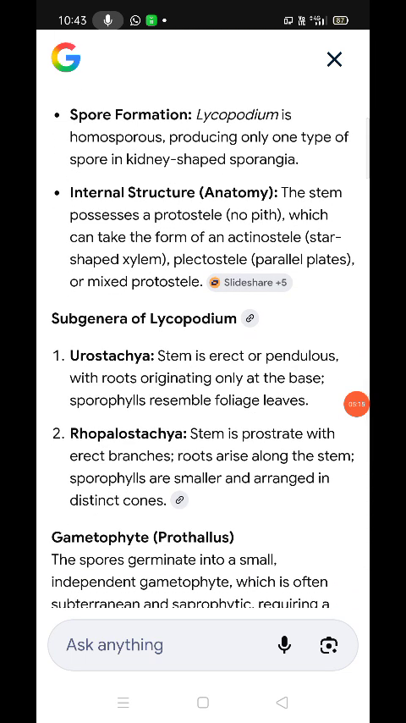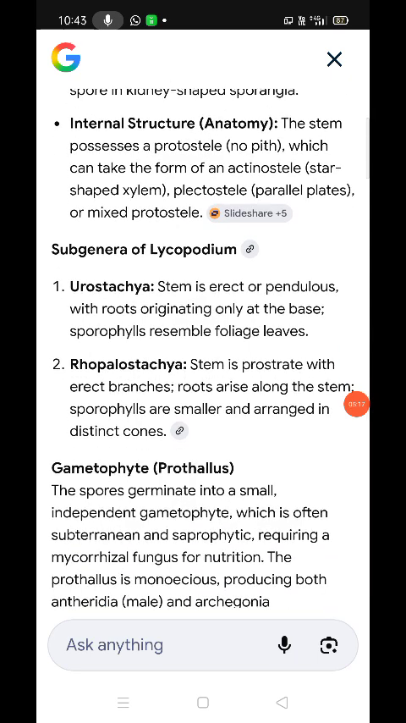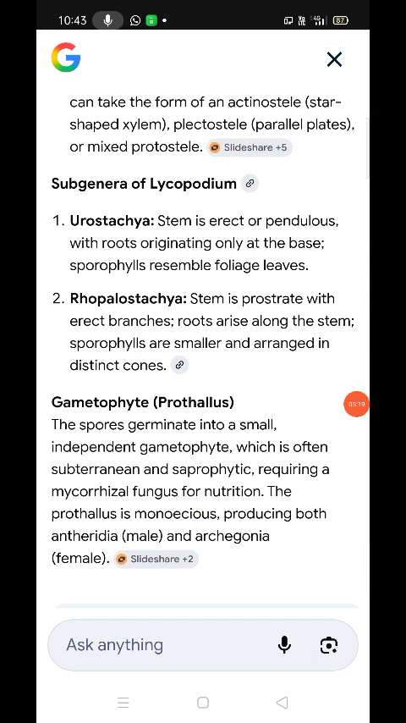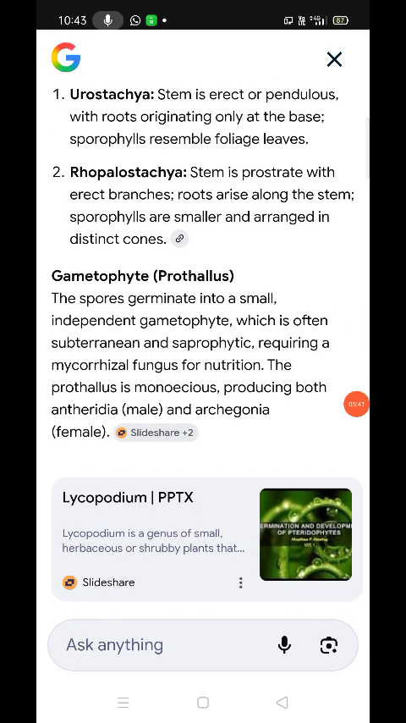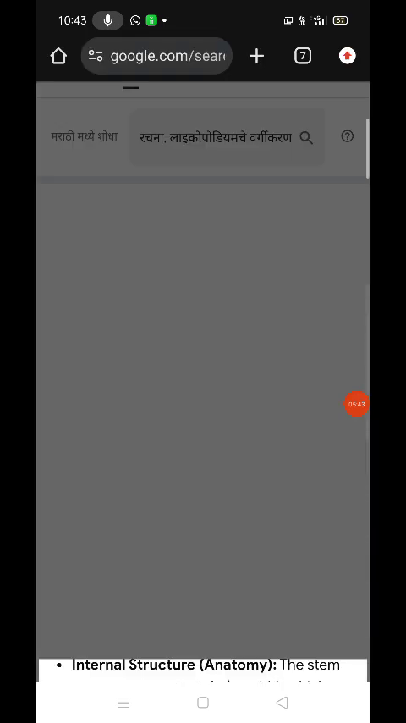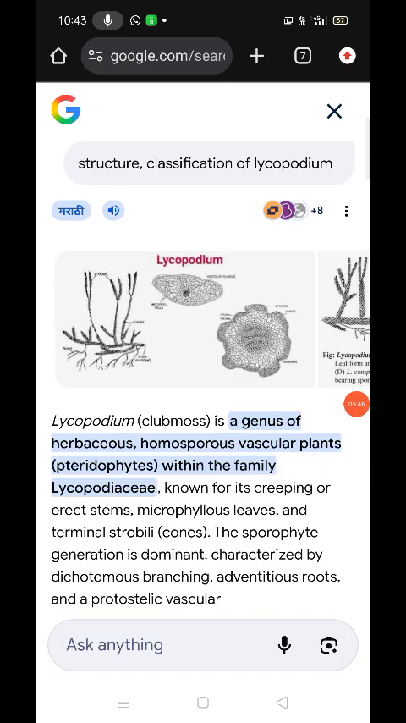Then Rhopalostachya. Then moving to the next part, the gametophyte. The spore germinates into a small independent gametophyte, which is often subterranean or saprophytic, requiring a mycorrhizal fungus for nutrition. The prothallus is monoecious, producing both antheridia and archegonia. So this is all about the Lycopodium.